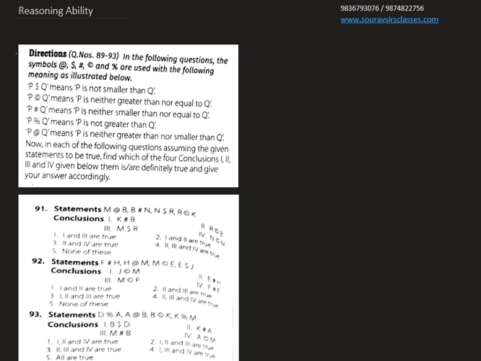Now let's try questions. In the following questions, the symbols at the rate, dollar, hashtag, copyright and percentage are used with the following meaning as illustrated below. P dollar Q means P is not smaller than Q. P copyright Q means P is neither greater than nor equal to Q.